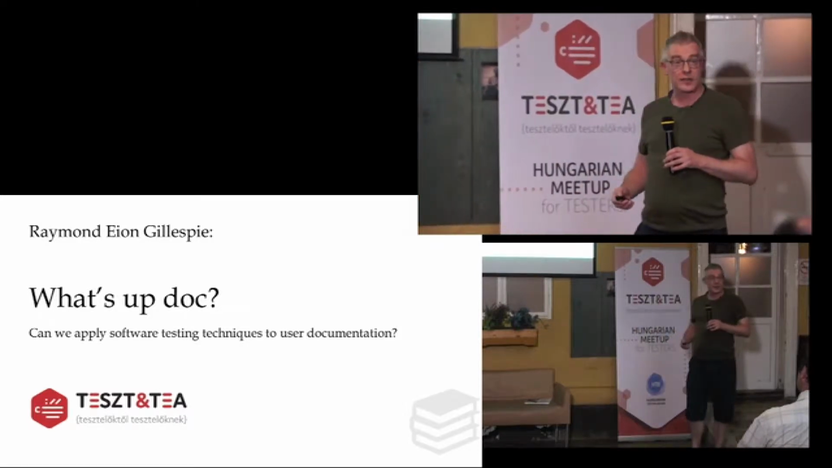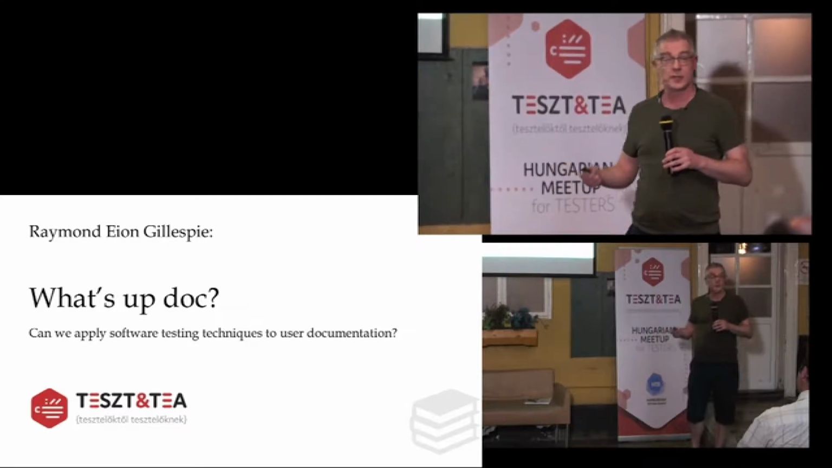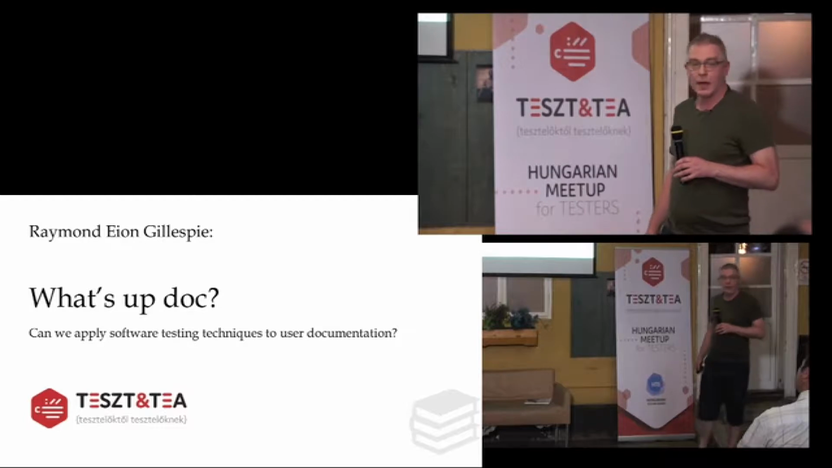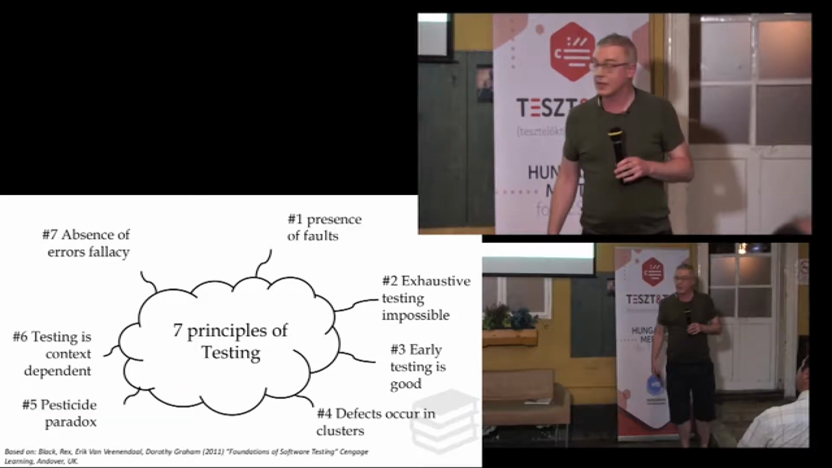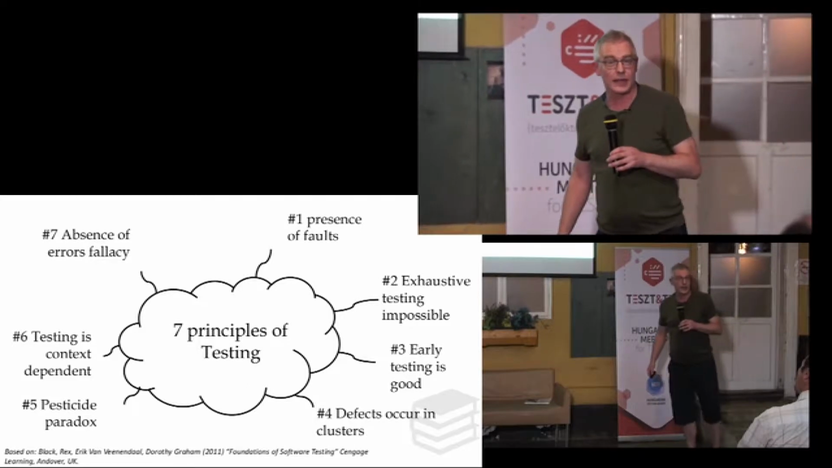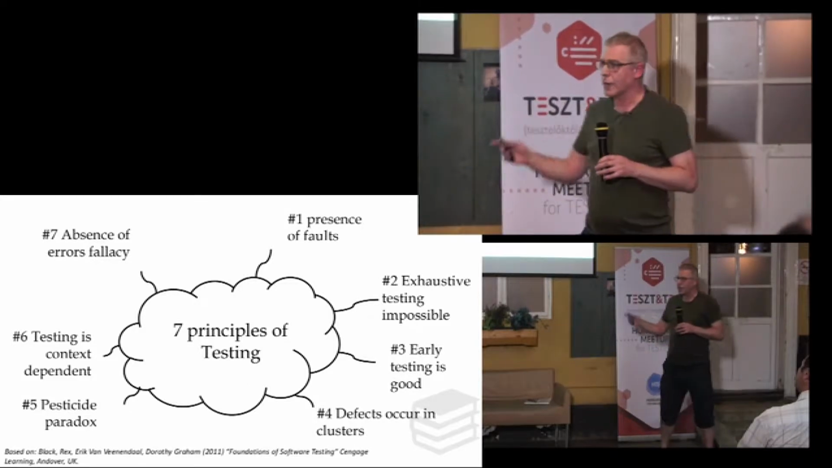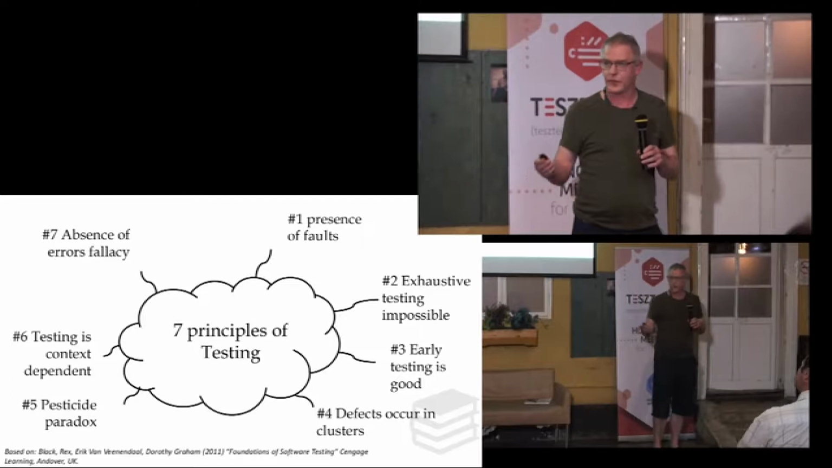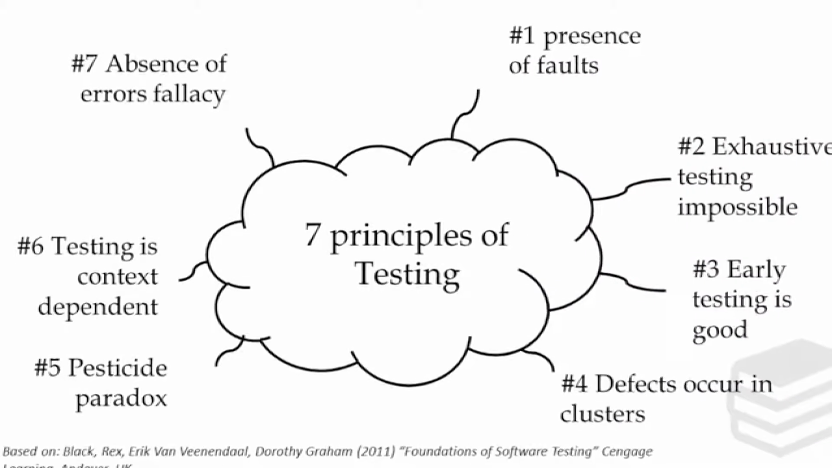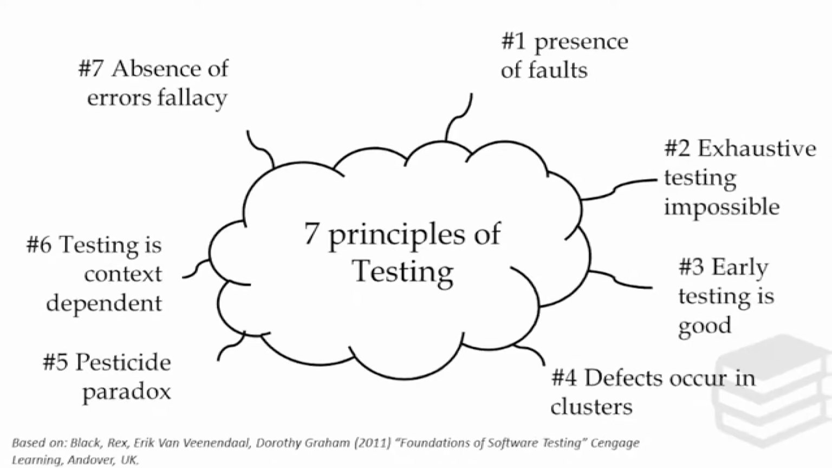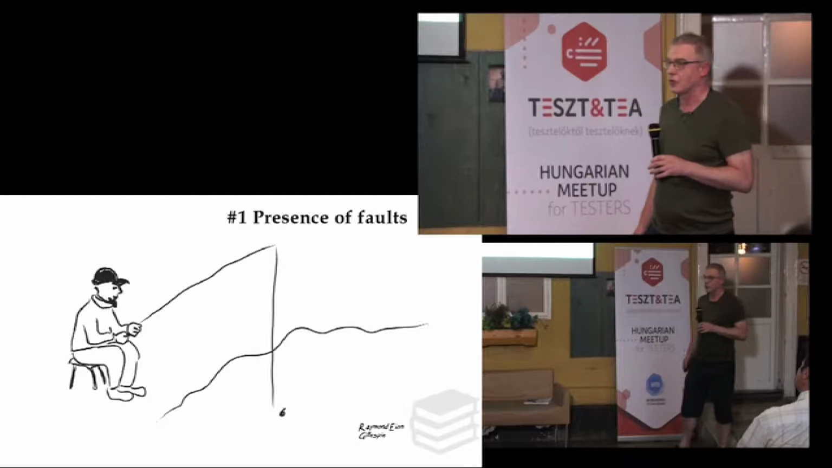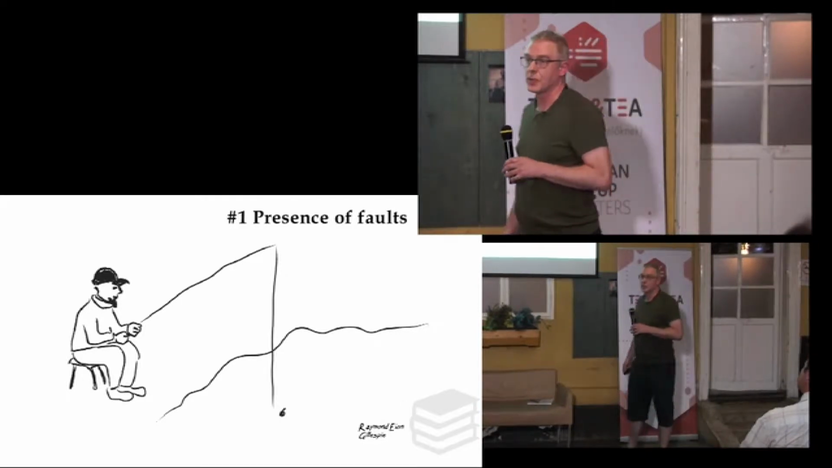And today I would like to share some of these questions and observations with you. But to put it into some kind of context, I'm going to talk about the 7 principles of software testing from pages 9 to 14 of the book. I'm sure everybody here knows what these principles are, but I'll review each principle and then see whether it can be applied in some way to user documentation. So let's jump straight in with principle number 1.